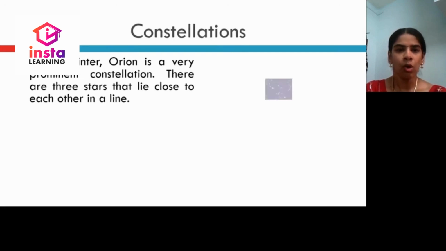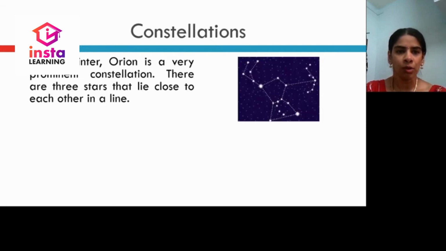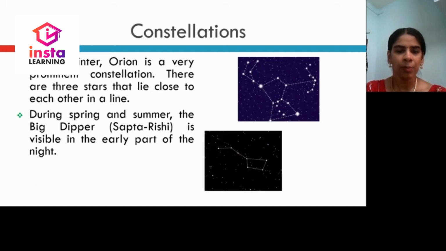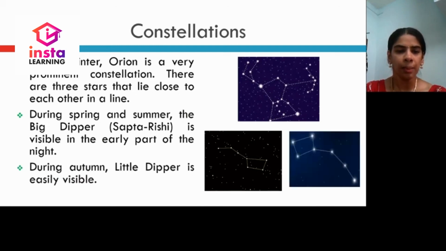During winter, Orion is a very prominent constellation. There are 3 stars that lie close to each other in a line. During spring and summer, the Big Dipper Saptarishi is visible in the early part of the night. During autumn, Little Dipper is easily visible.